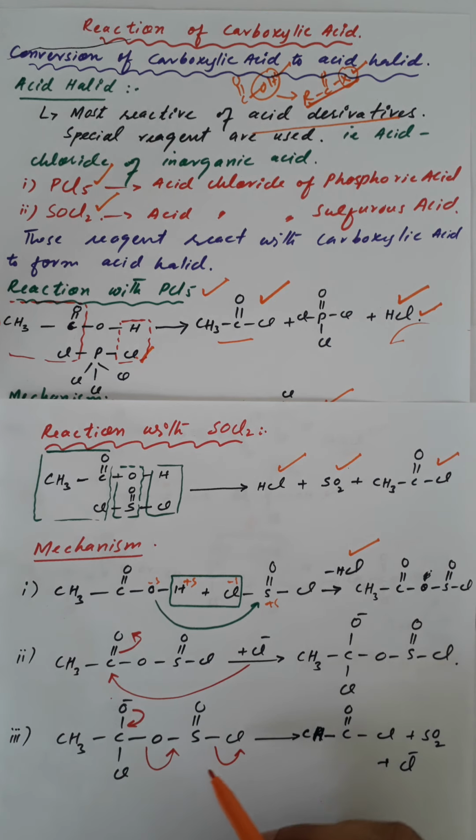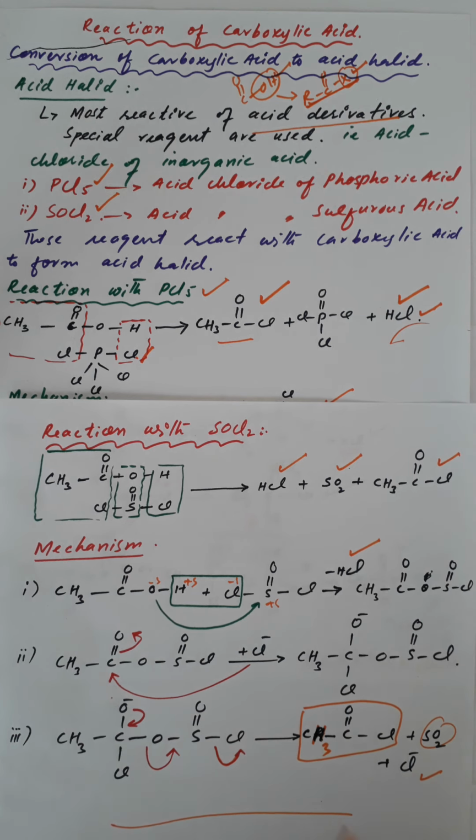Now chlorine is more electronegative, it will attract the electrons toward itself, and the electrons from the oxygen are coming toward the carbon and form the acid halide. Sulfur dioxide and chloride will be removed, which again reacts with hydrogen and forms HCl. This is all about the reaction of acid halide formation, and thank you.